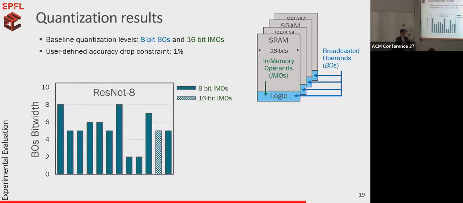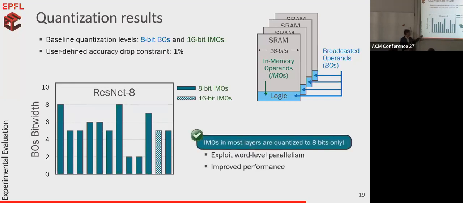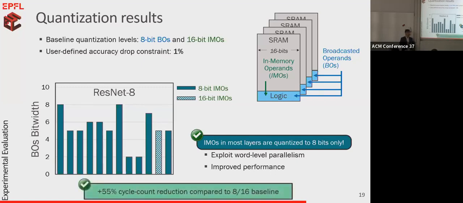So for SNET-A, but these results extend to different benchmarks. So you see the bit width of broadcasted operands in different layers. And you see that we can actually heterogeneously quantize the model to improve performance. But more importantly here is that we can manage to move in-memory operands from the baseline 16-bit to 8 bits almost everywhere. So we actually leverage word-level parallelism and ultimately improve performance. Indeed, we measure 55% of performance improvement with respect to that considered baseline.